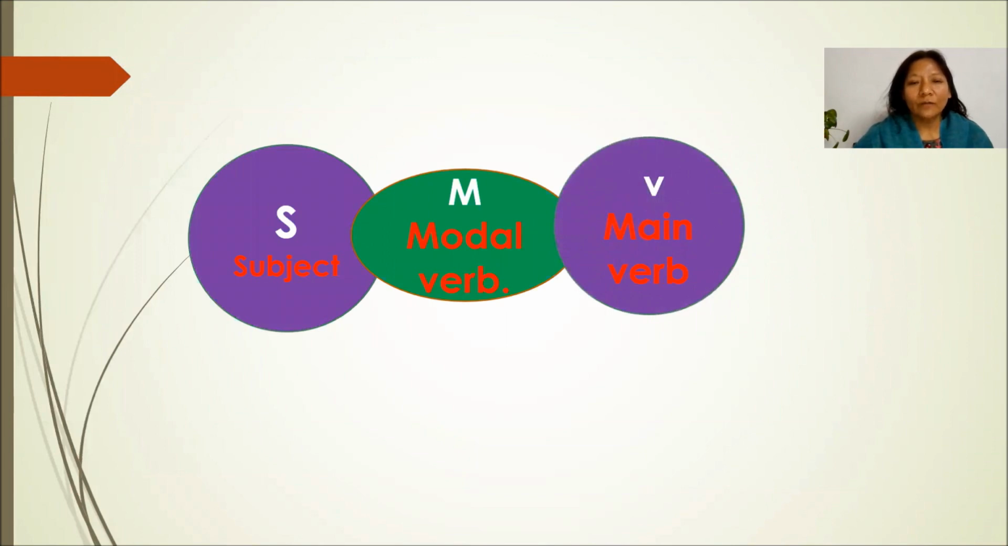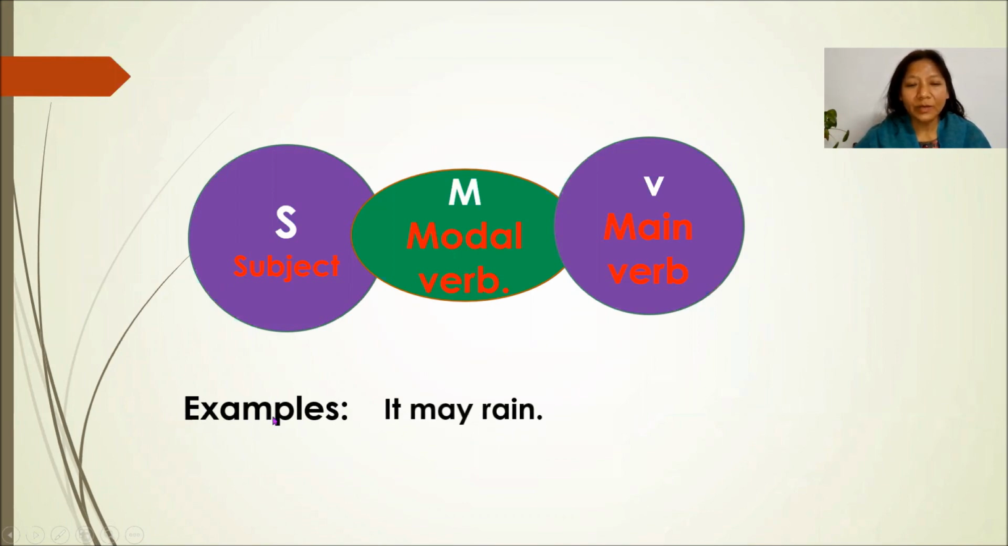Now, what is the structure of a sentence with modal verbs? First we use the subject, after that the modal verb, and then the main verb. For example, it may rain. It is the subject, may is the modal verb, and rain is the main verb. Another example, Ramita can speak English. Ramita is the subject, can is the modal verb, speak is the main verb. So the structure is subject, modal verb, and main verb.